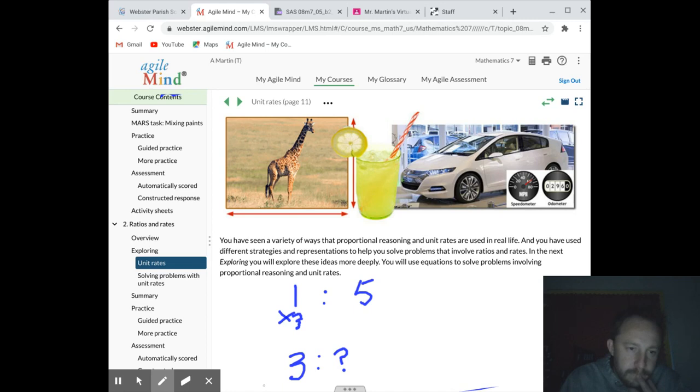Multiply by 3. Correct. We're going to multiply by 3 because we want it to be equivalent. So 5 times 3 is 15. So that means that 1 to 5 is equal to 3 to 15. Does that make sense? Yes or no? Not really? That makes sense. All right, good deal.